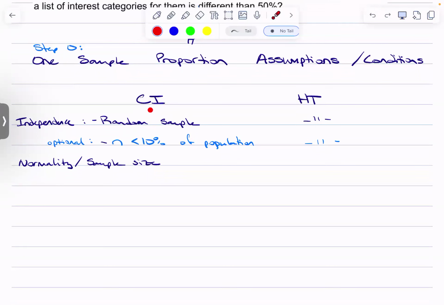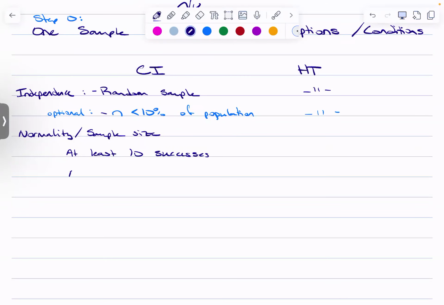If we're doing a confidence interval, do you remember what we had to check? We had to make sure that we have at least 10 successes and at least 10 failures in our sample. Okay. And so we need at least 10 successes and at least 10 failures in our sample. So in our sample, I'm going to add observed.